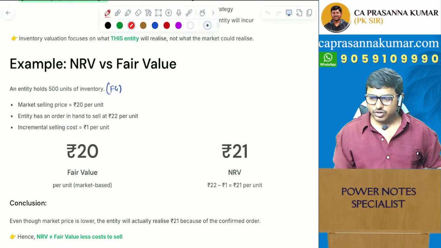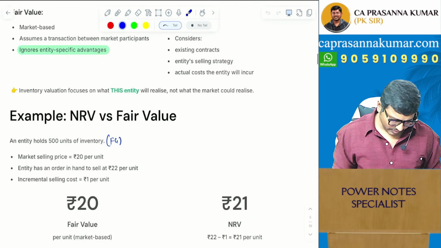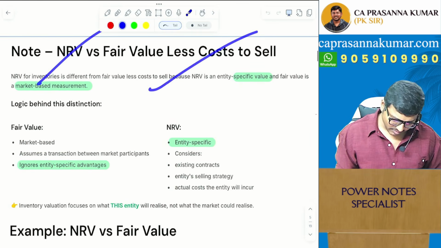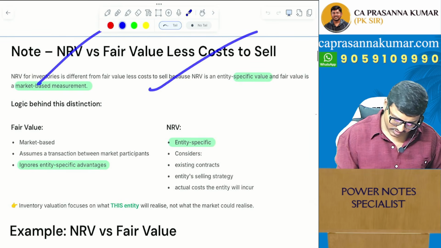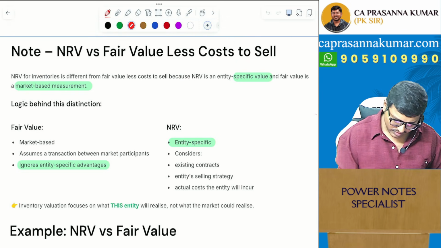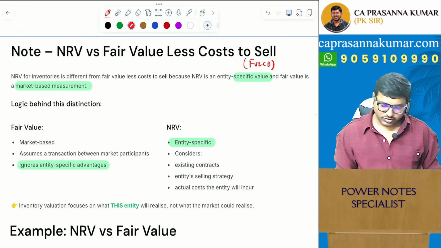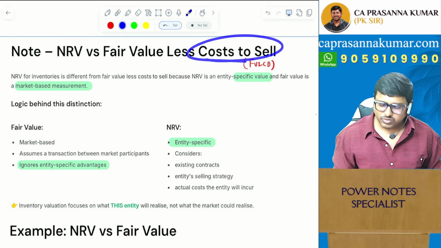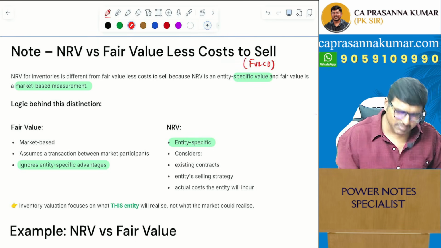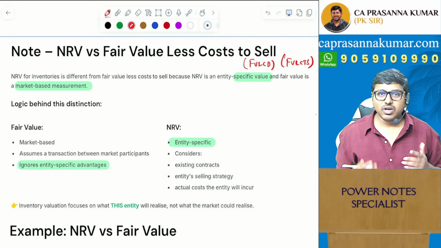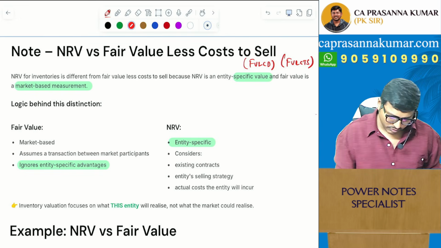Alright guys, so let's continue with the revision. So now this is what we have seen. We have learned the difference between NRV as well as FELCTS, right? Sometimes FELCTS is also called as fair value less CD, cost of disposal. Cost to sell, sometimes it is also referred as cost of disposal. So keep that in mind just in case. Okay, FELCTS or FELCD both are same, cost to sell or cost of disposal, right?